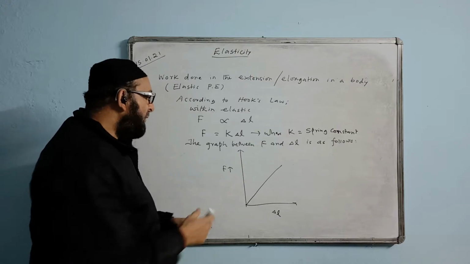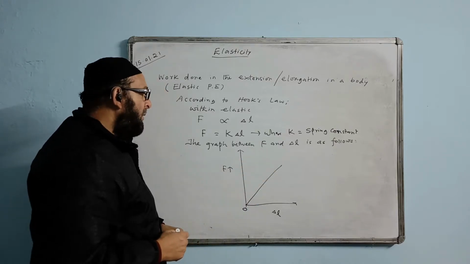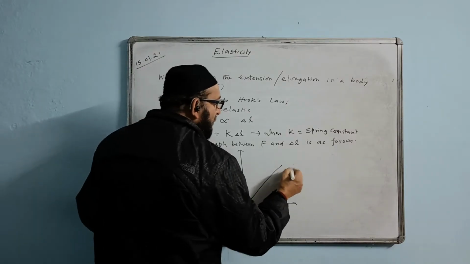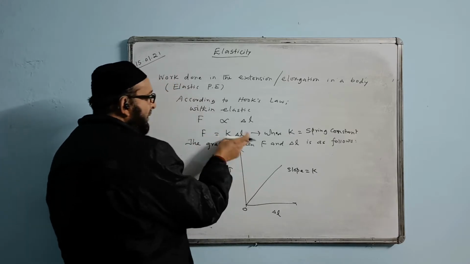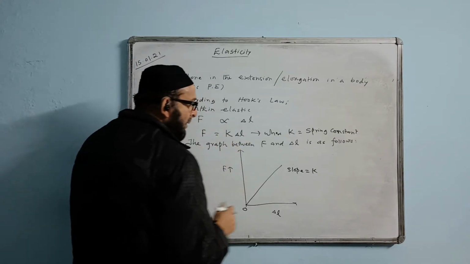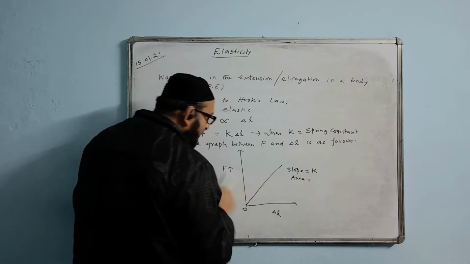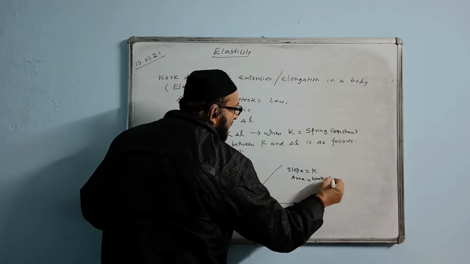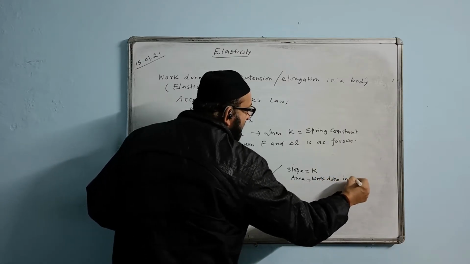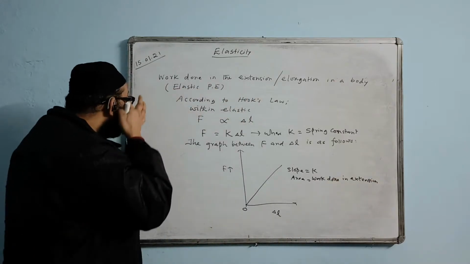So we are drawing the graph within the elastic limit. The graph will be a straight line. So slope is equal to K, that is F by delta L. And area means force into displacement. Area will give the value of work done. Area is equal to work done in extension, or we can call it potential energy.